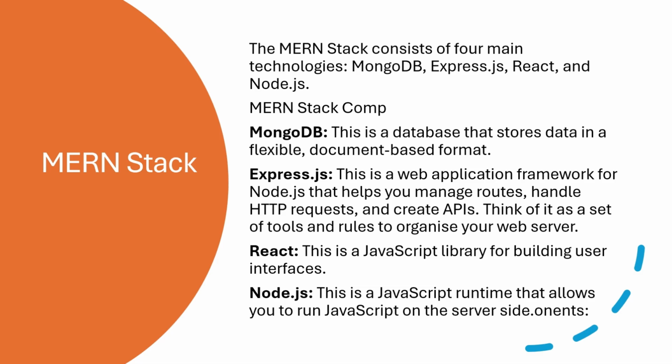First, let me talk about MongoDB. This is a database that stores data in a flexible document-based format. Express.js is a web application framework for Node.js that helps you manage routes, handle HTTP requests, and create APIs. Think of it as a set of tools and rules to organize your web server. And then React. This is a JavaScript library for building user interfaces. Then Node.js. This is a JavaScript runtime that allows you to run JavaScript on the server side.